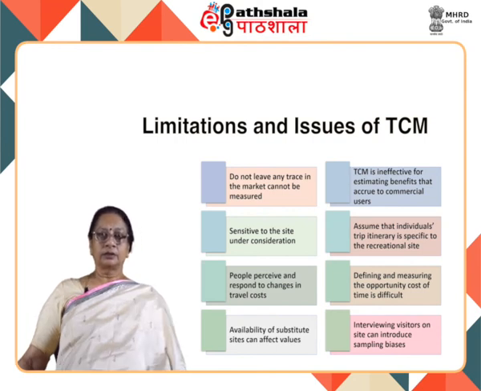Seventh, availability of substitute sites can affect values. For example, if two people visit the same site, their travel cost should be the same. But if one person has more substitute sites and prefers visiting this site, he attaches higher value to the site. There can be situations where people have low travel cost but high value for the site and therefore choose to stay in a nearby area. RUM estimates such values but it is not estimated by ITCM.